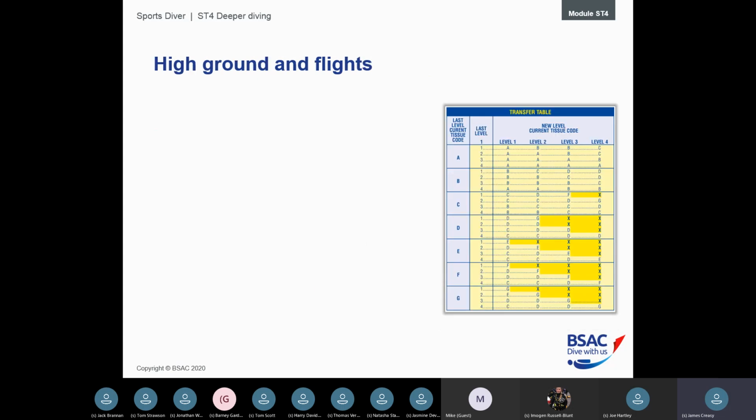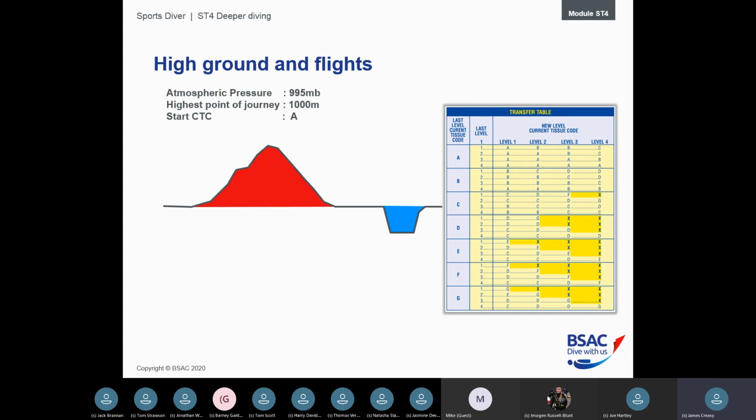Now, with flights, that also decreases the pressure, and higher ground decreases the pressure. So this is the transfer table. If you are on an atmospheric pressure of 995 millibar, and the highest point of the journey is going to reach 1000 meters, and you're starting on a tissue code A, this might be the profile of the walk that you're doing, or the car journey home, for example. You might be going over a big mountain or a hill to get home.